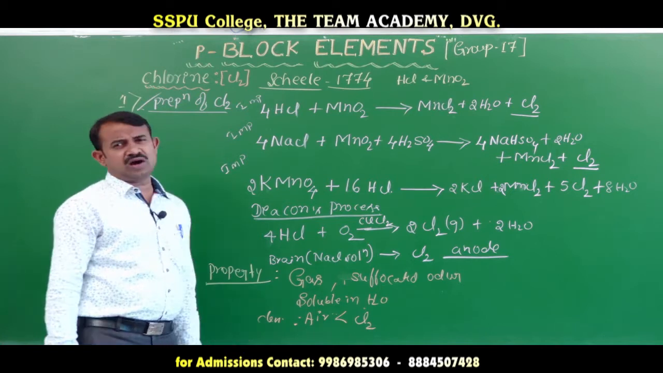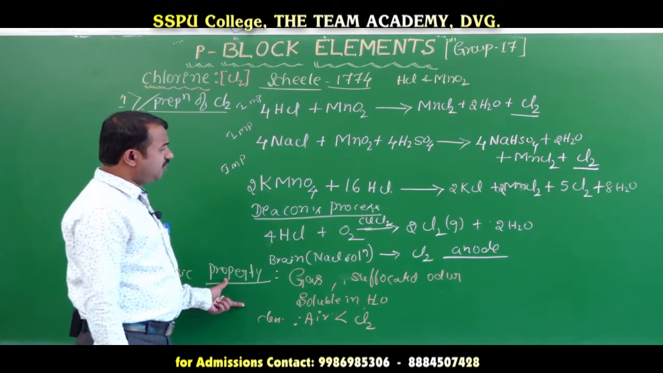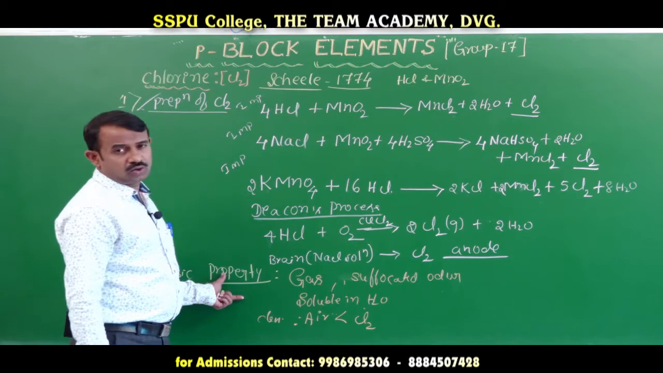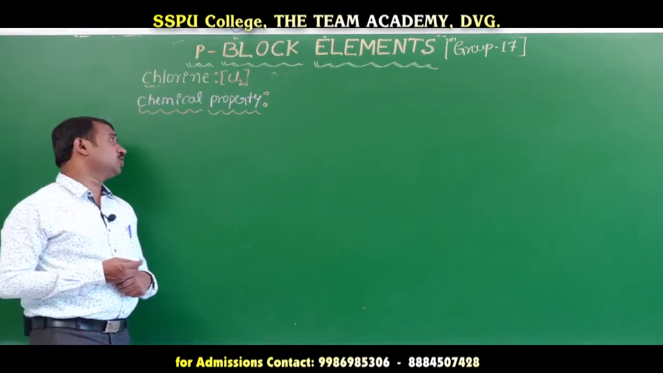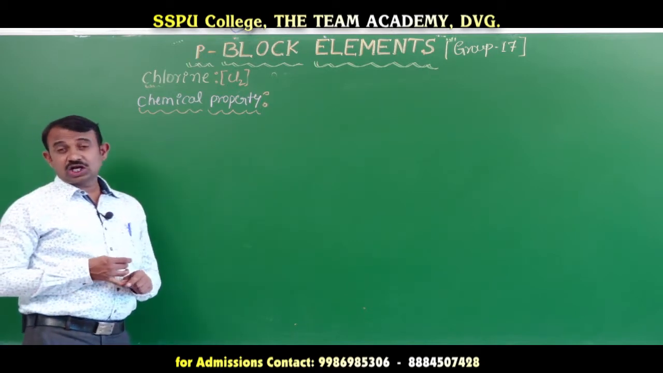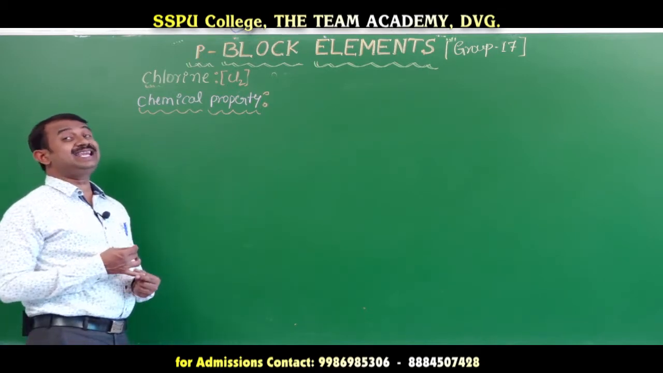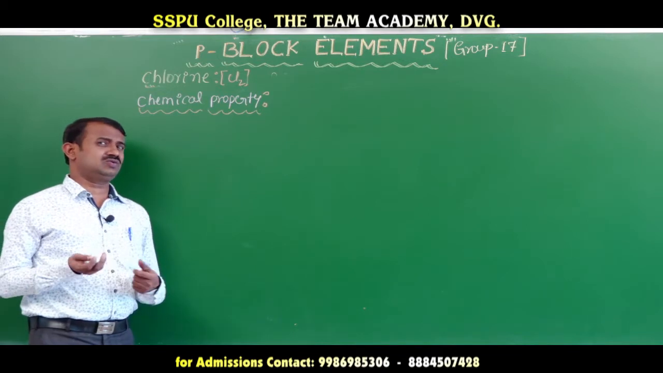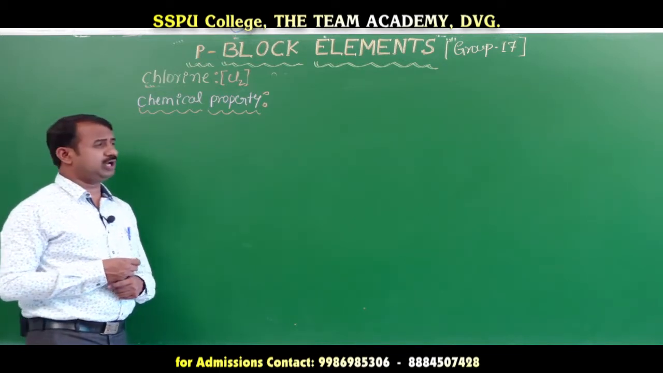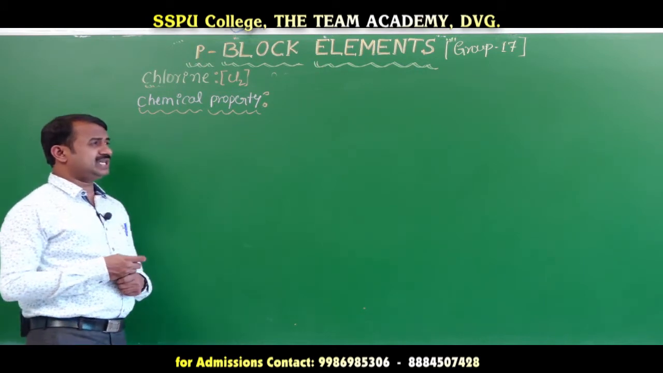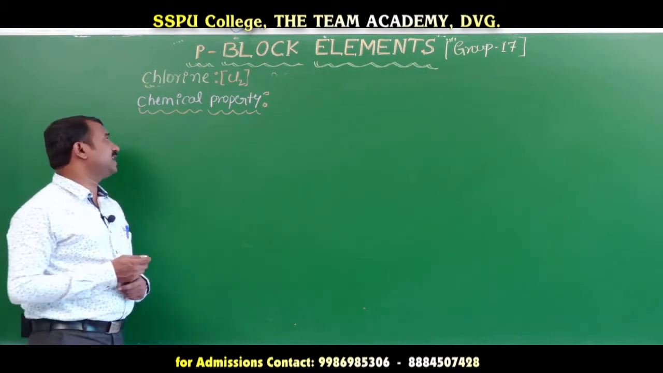Next we will go for the chemical properties of chlorine one by one. Chloro is a Greek word, and chlorine is a greenish yellow gas. Its boiling point is 239 Kelvin. Chloro means it is a greenish yellow gas.